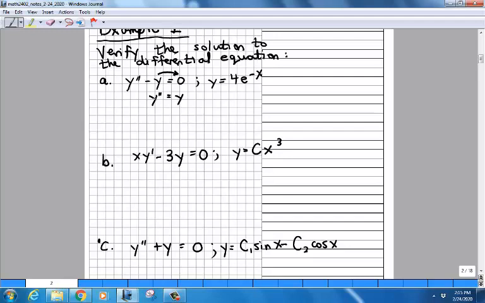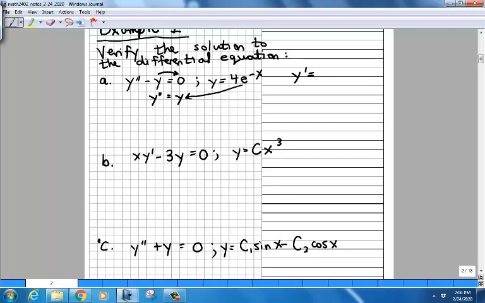All right, so how do we do that? Well, you just have to plug that function back into the equation and see if the equation is true, right? So to plug this function back into the equation, of course, you're going to have the second derivative. I mean, y you can plug immediately back into the equation because y is 4e to the minus x. But to get the left-hand side, you're going to have to take the second derivative of this function. Well, that's not too hard to do. We know how to do this now.